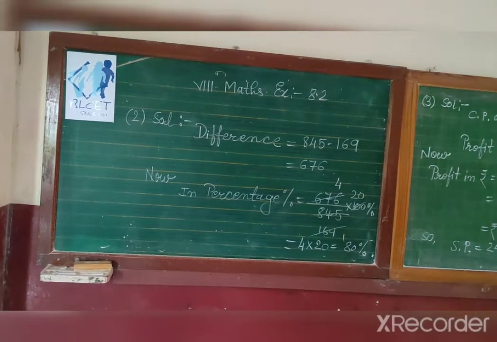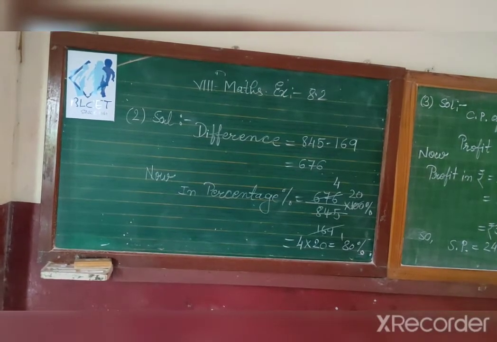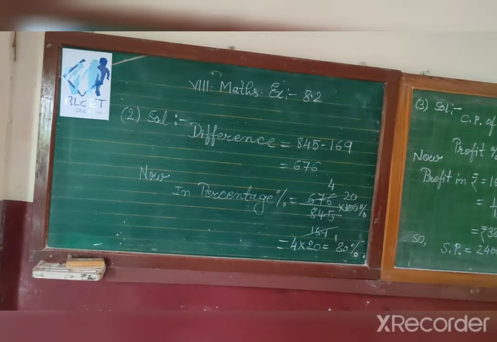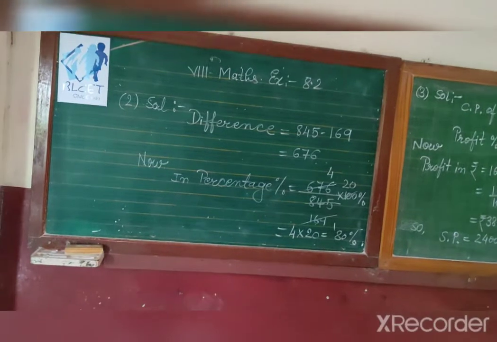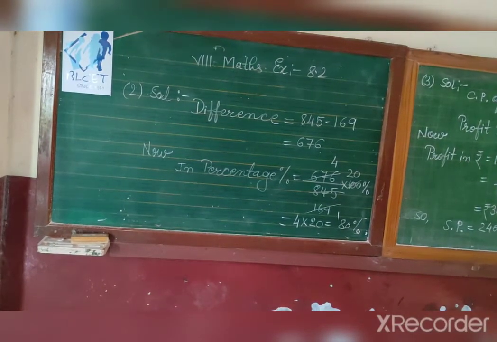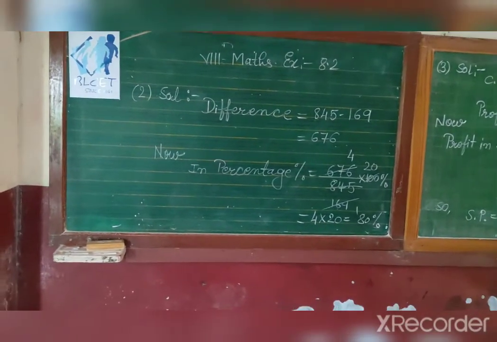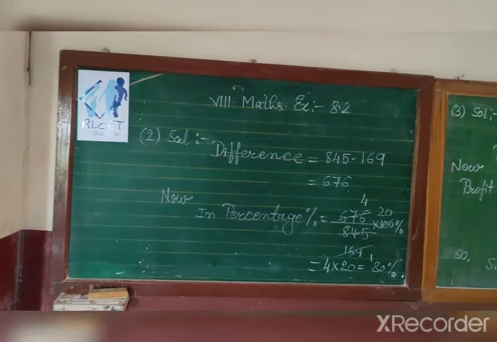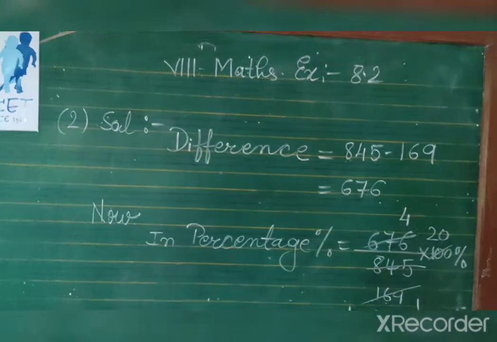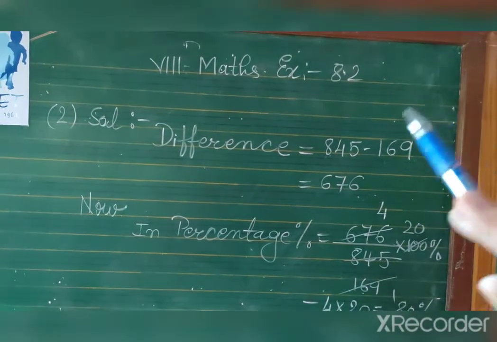Now second question. On Sunday 845 people went to the zoo. On Monday only 169 people went. What is the percent decrease in the people visiting the zoo on Monday? Okay, so on Sunday 845 people went and on Monday 169 people went only. So see here difference, that means decrease. You can see here difference: number of people went on Sunday, number of people went on Monday.